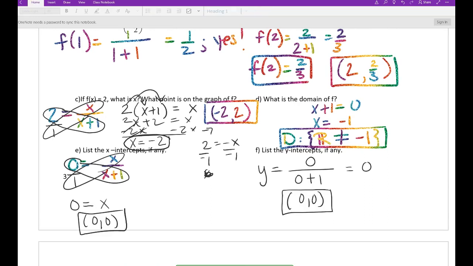Is it okay if we highlight answers, or do we have to box it? No, highlights. I will take highlight. Yep, I totally will take that. Thanks.